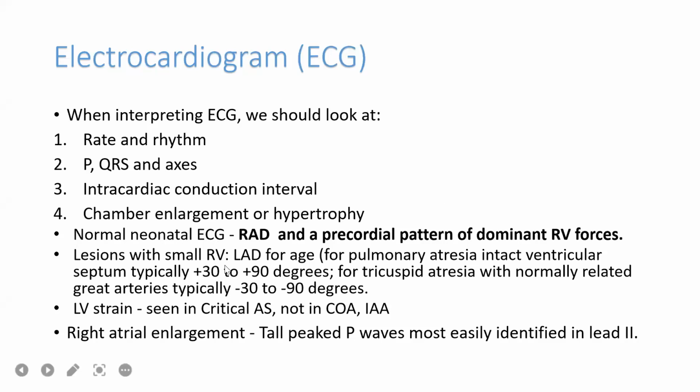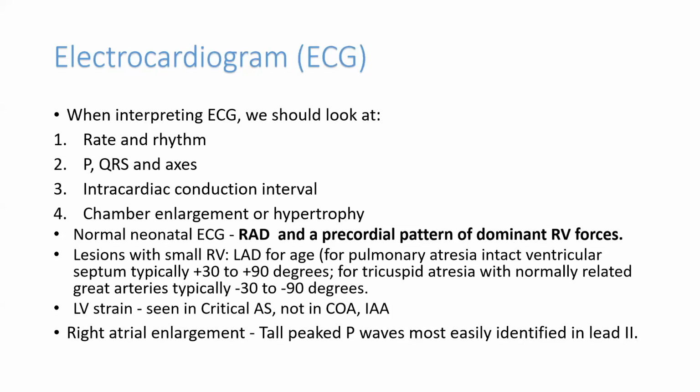However, lesions which give you a small right ventricle, for example, pulmonary atresia with an intact interventricular septum, or tricuspid atresia, you are likely to see left axis deviation. We tend to see LV strain, which points to left ventricular hypertrophy, especially in critical aortic stenosis, not common in coarctation of the aorta and interrupted aortic arch.